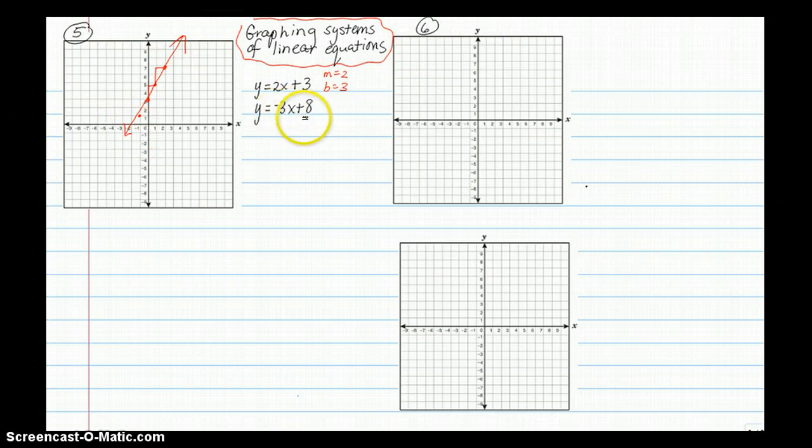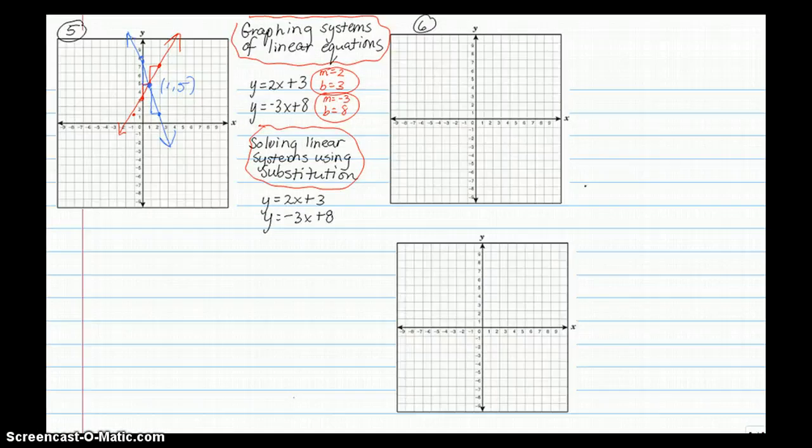This is negative 3x plus 8, so we go up to 8. Plot a point. We're going to go down 3 and over 1. There's our point of intersection. We'll go down 3 and over 1. We're going to connect our points with a line. You'll use a straight edge when you do yours. Okay, so the point of intersection is 1, 5.